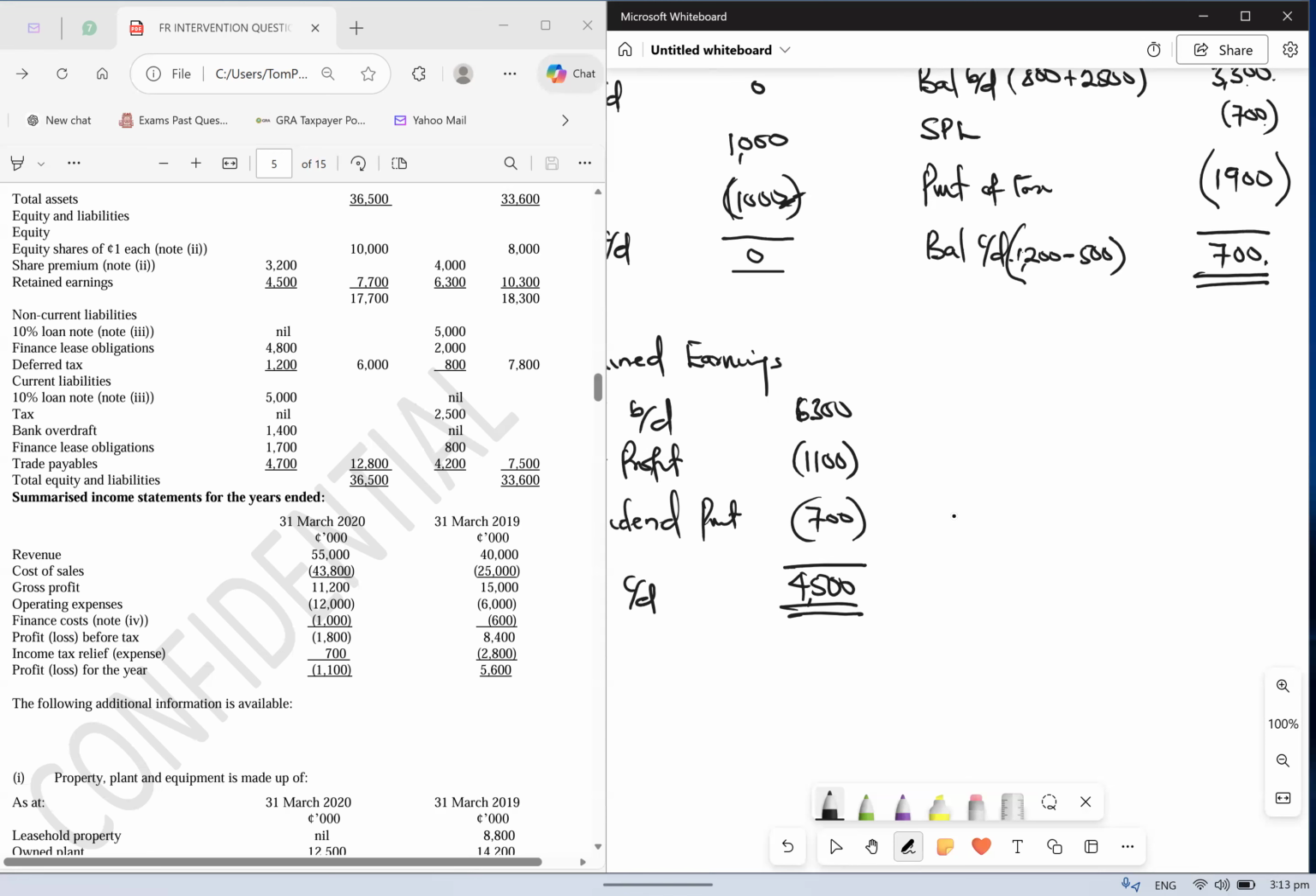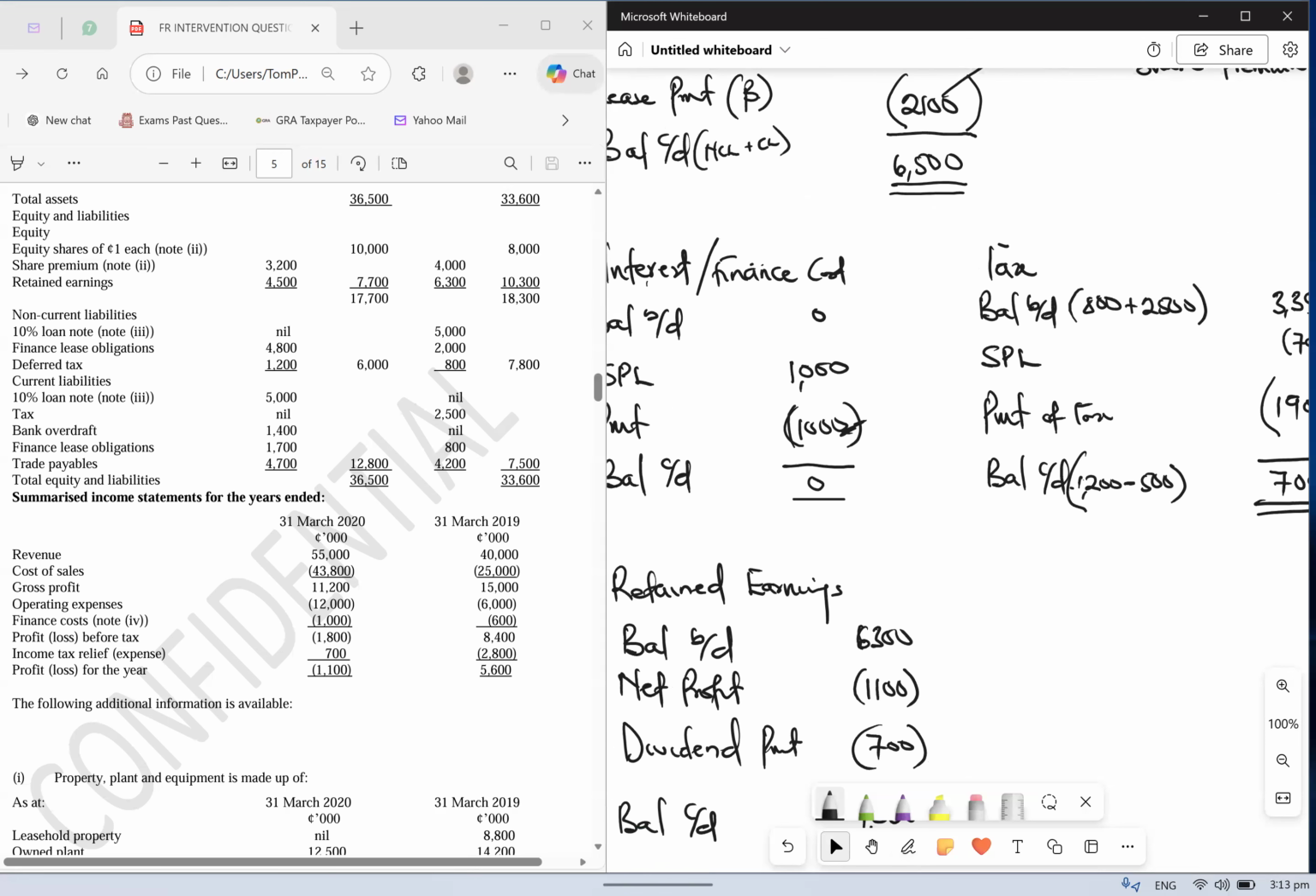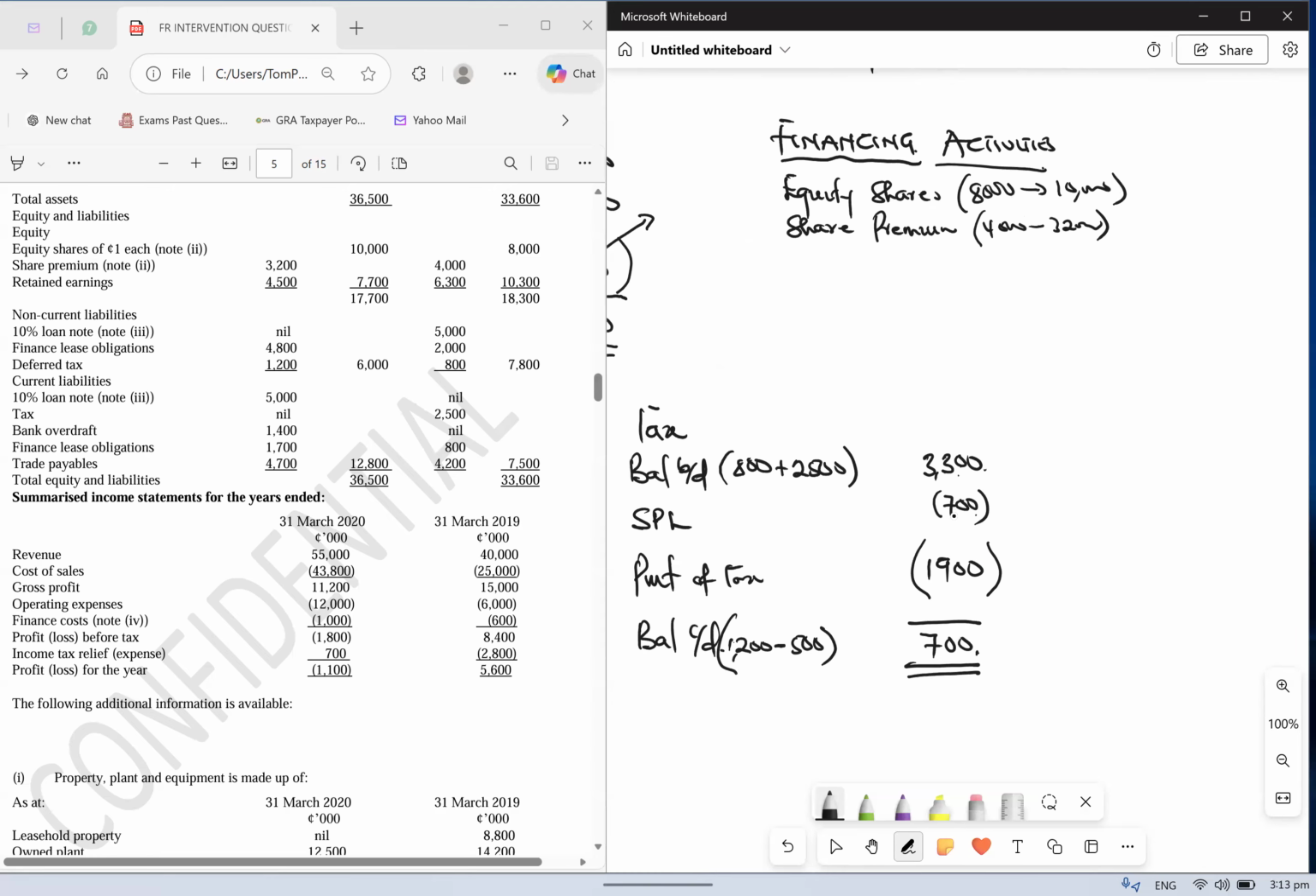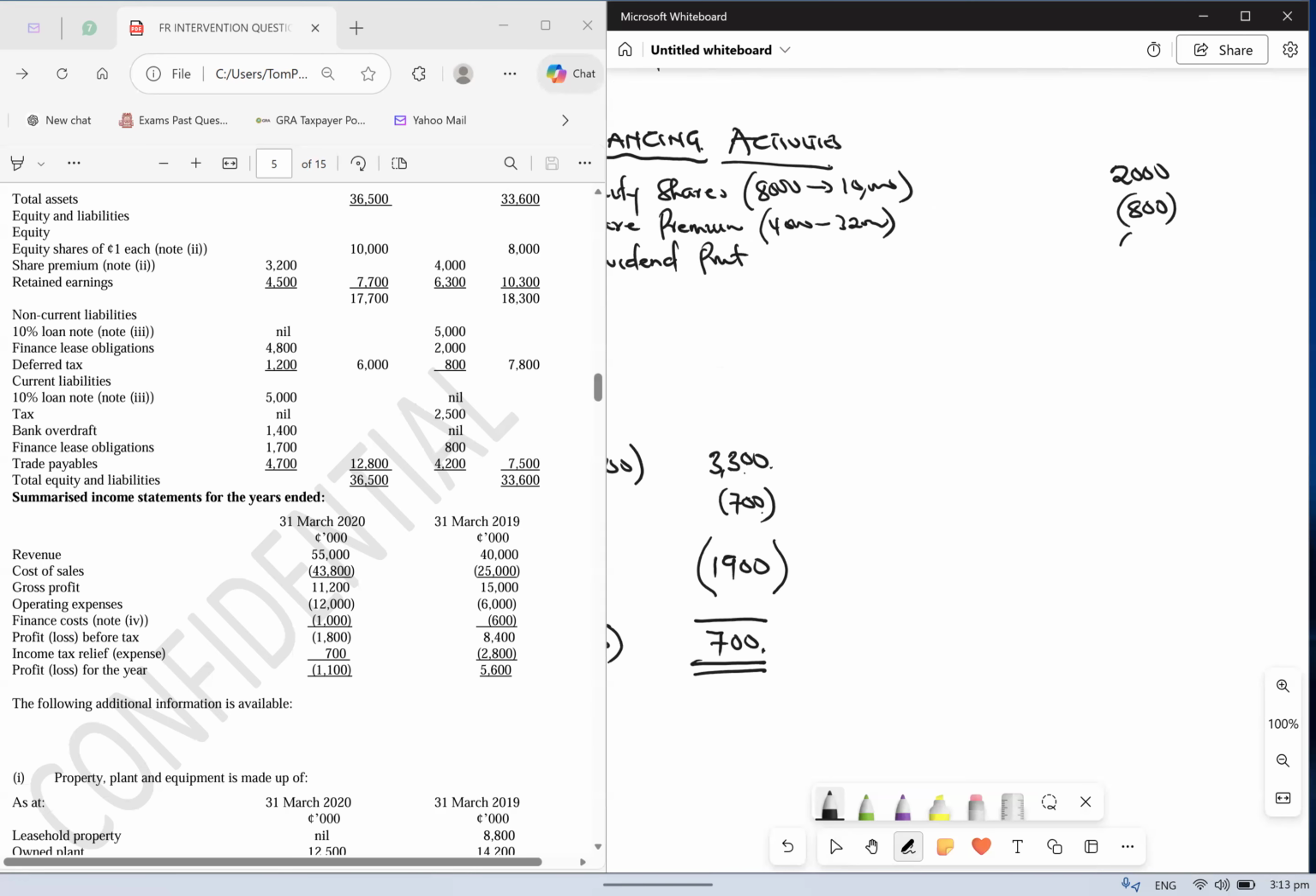Okay, so that is that. You go to your cash flow. So dividend payments, 700. So the equity side is done. Now let's go to our loan side, the NCL side. If you've been taking note, we've used our trade receivable and finance lease. The bank, I said you don't touch it. We've touched tax. So we are left with the loan.